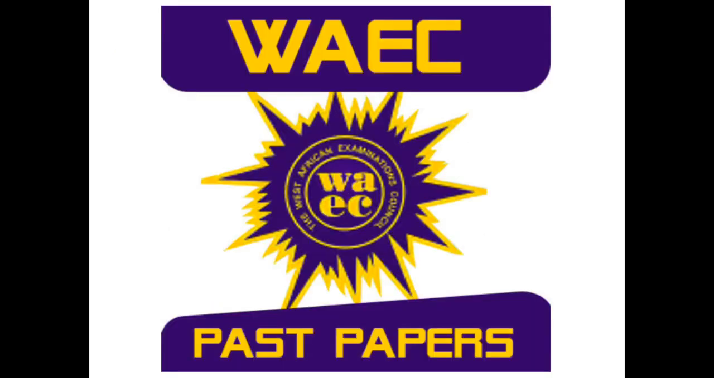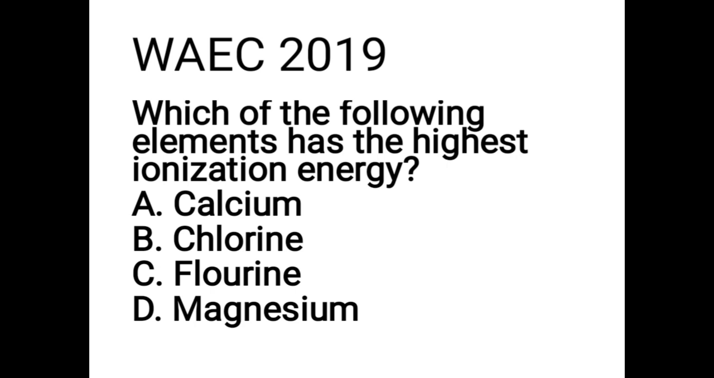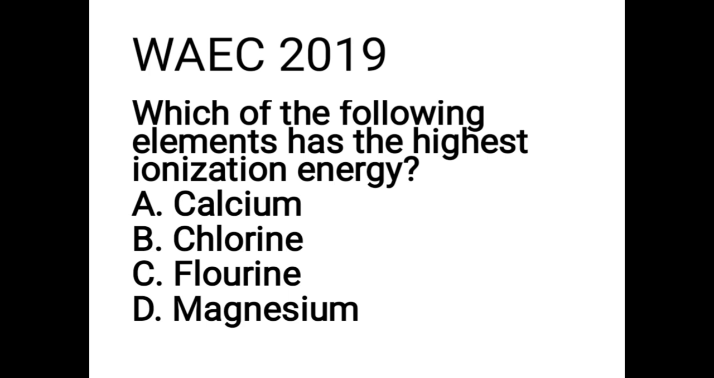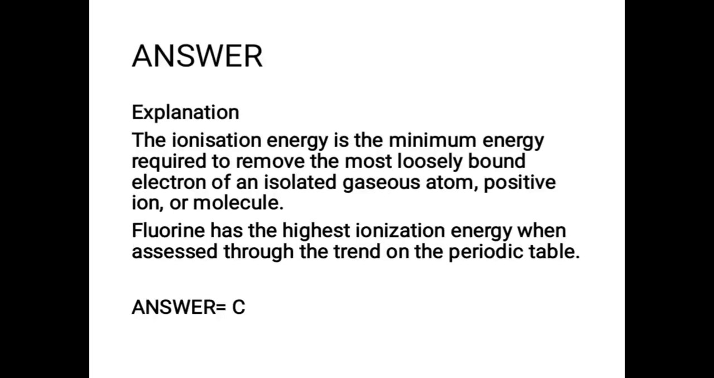Okay, let's quickly look at a few WAEC questions. WAEC 2019. This is the question. You can do well to quickly look at the question and solve. What's your answer? The answer is C, fluorine. Fluorine has the highest ionization energy because the effective nuclear charge is increasing across the period. So the energy required to remove an electron is also increasing.